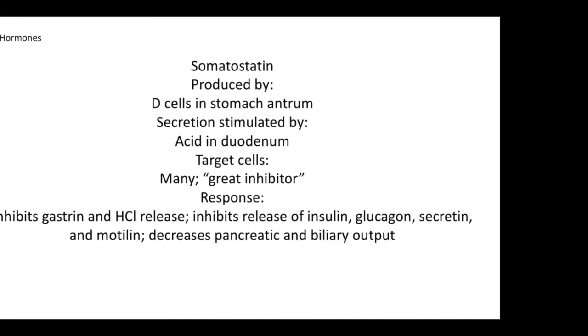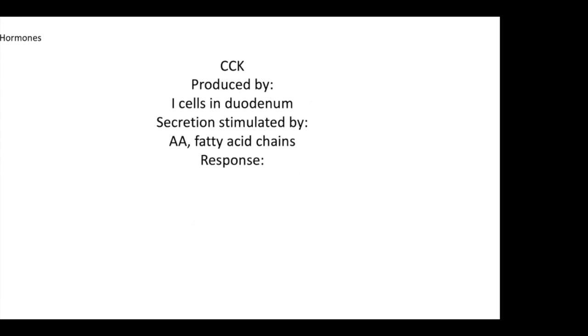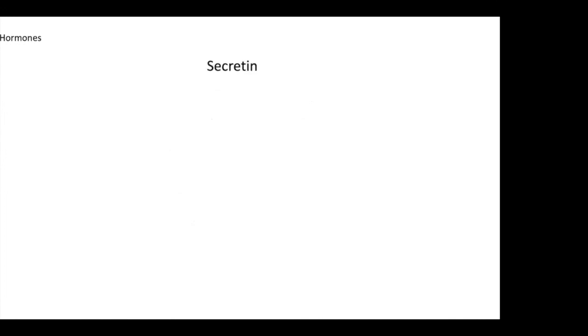CCK is produced by I cells in the duodenum and jejunum. Secretion is stimulated by amino acids and fatty acid chains. You get gallbladder contraction, relaxation of your sphincter of Oddi, and then increased pancreatic enzyme secretion, so exocrine pancreatic function.